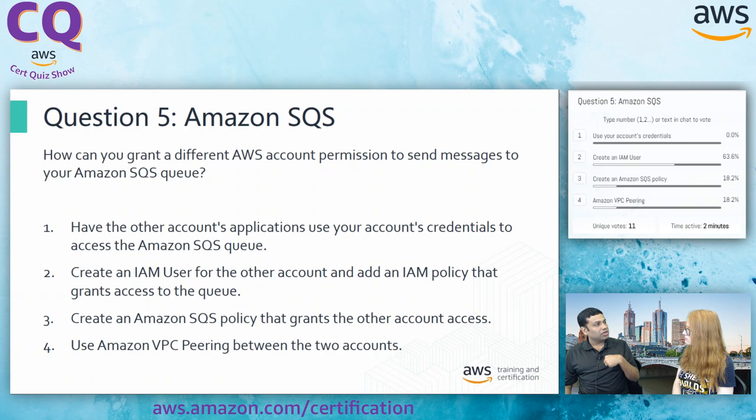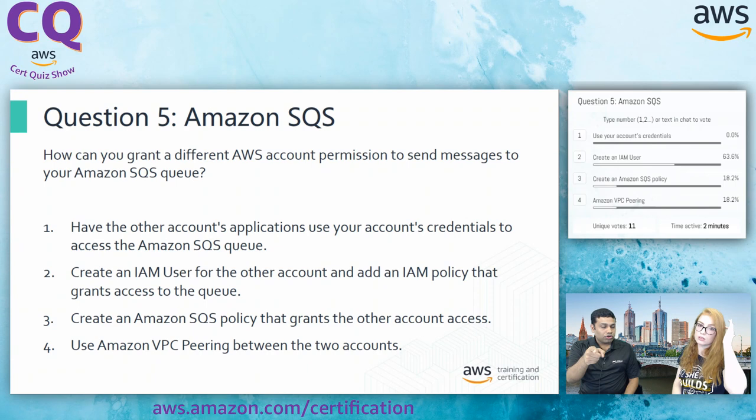There's no talk about roles here at all. And therefore, option two, which says create an IAM user for the other account and add an IAM policy that grants access to the queue, is incorrect. Because you could only do it in the same account, you can't do it across. Unless it's a role. So you're getting rid of number 2.